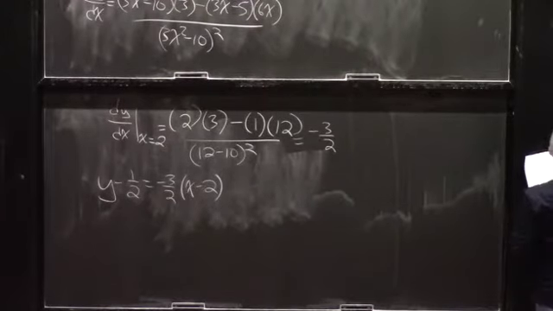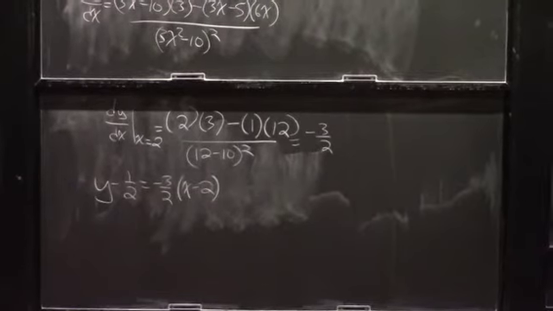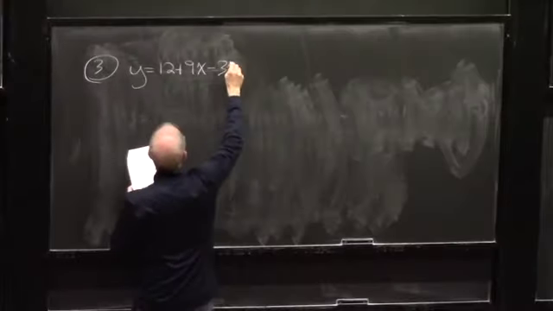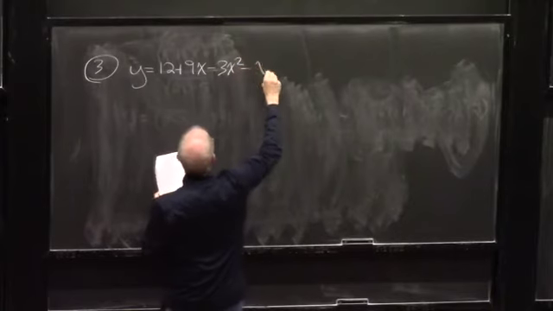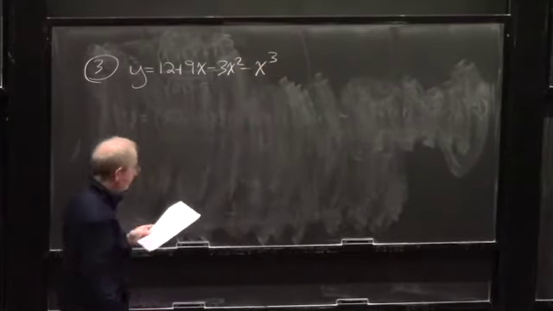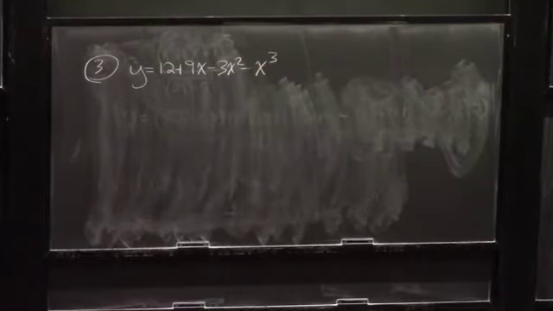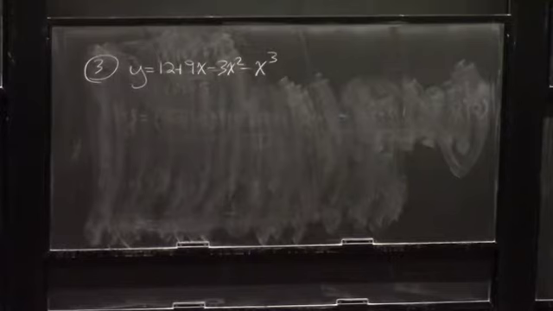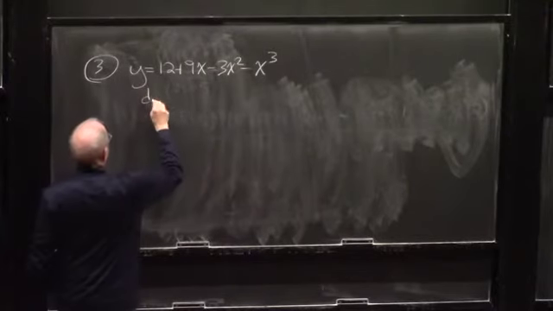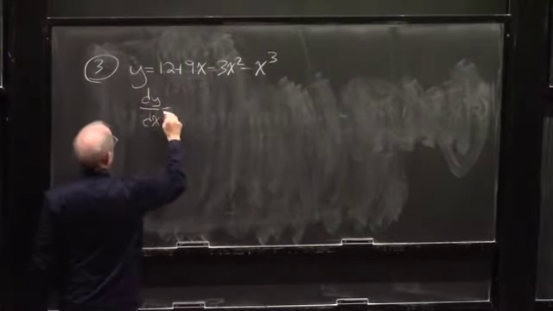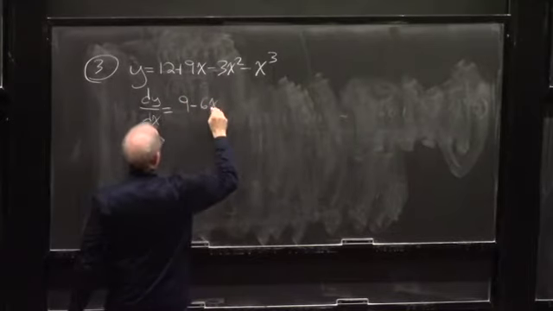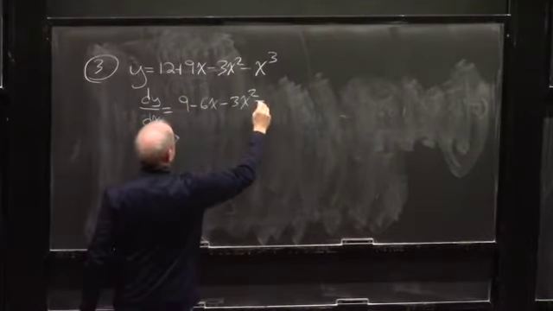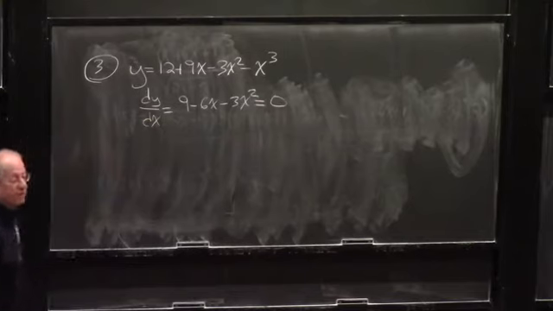Okay, we have y is 12 plus 9x minus 3x squared minus x cubed. On what intervals is y increasing or decreasing? If you want to find where it's increasing or decreasing, you need to take the derivative and set it equal to 0. You get 9 minus 6x minus 3x squared. You want to set that equal to 0.